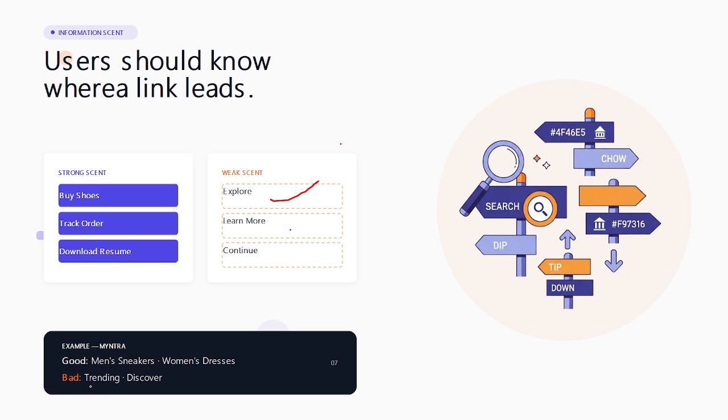Example, I have taken Myntra. In Myntra, when you click on men's sneakers, it goes directly to the men's sneakers. Like that, the same as women's dresses, the same as kids, everything. Bad scent is trending, discover.